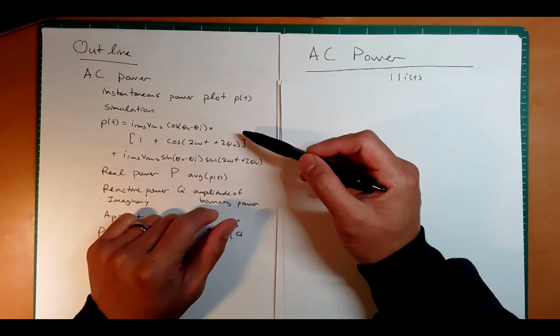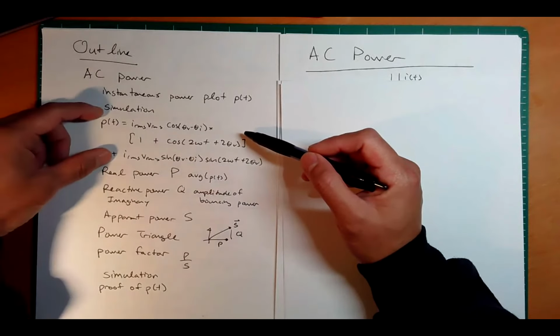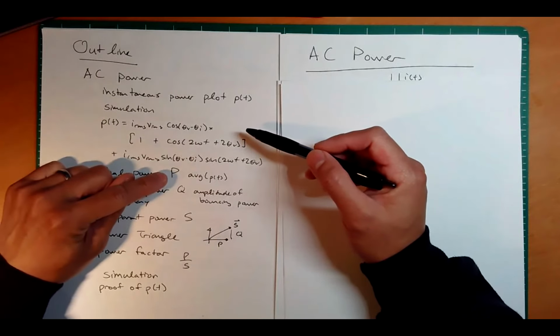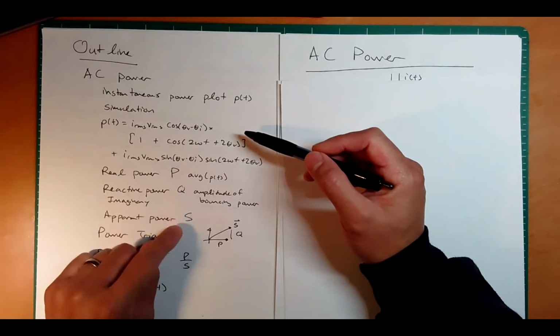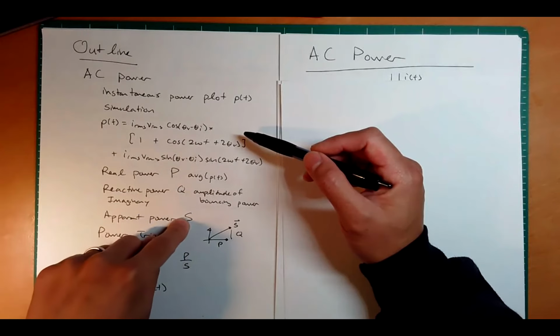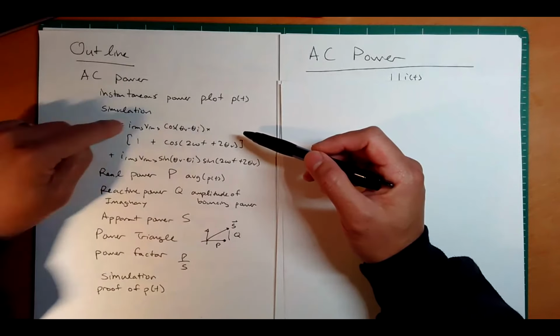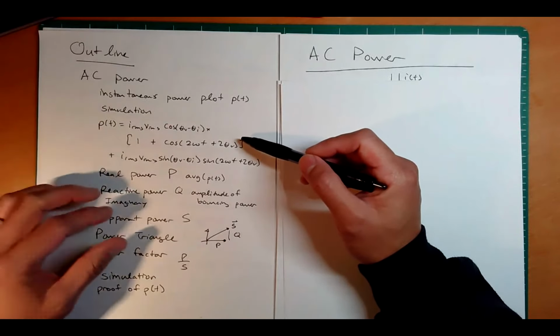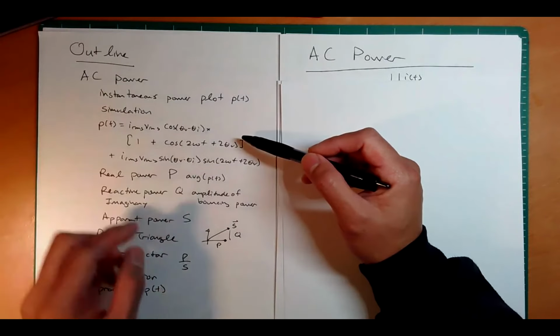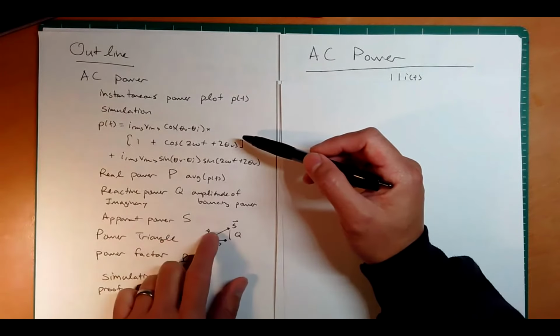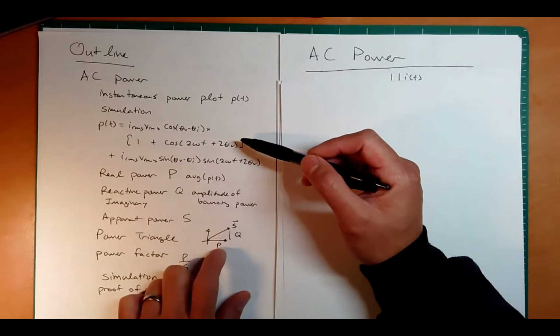What I want to do is extract what these maybe more familiar terms, real power, reactive power and apparent power, are. These three things come from this more complicated expression. We'll put them together in something you may be familiar with, the power triangle, where you have S on the hypotenuse, P on the x-axis, Q on the y-axis.